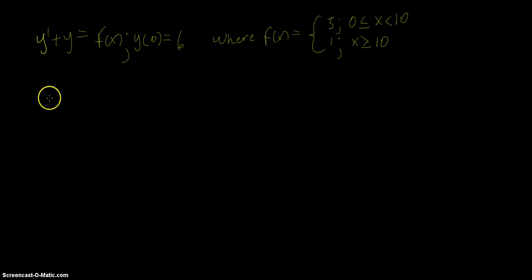This is problem 6 from homework 2. We're going to solve this differential equation using the integrating factor idea. So first we'll start with when x is between 0 and 10. In that case, p of x would be 1, so the integrating factor would be e to the integral of p of x dx, which in this case would be e to the x.